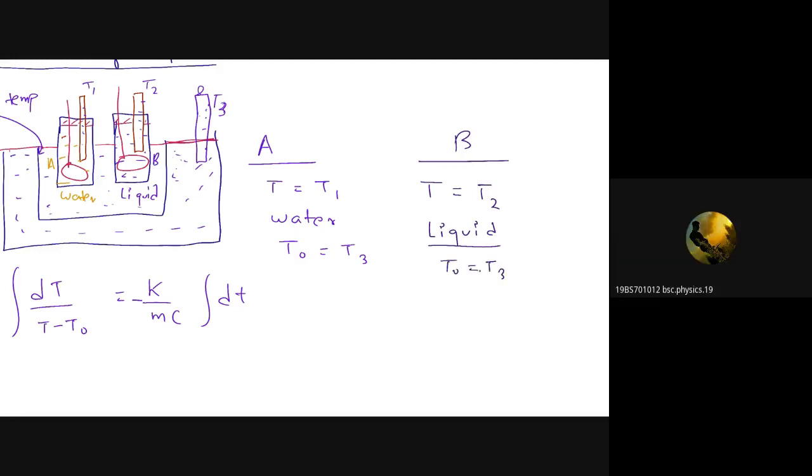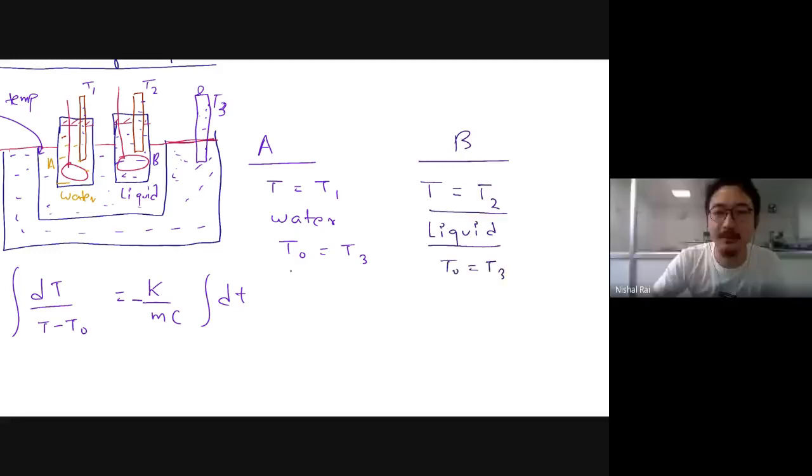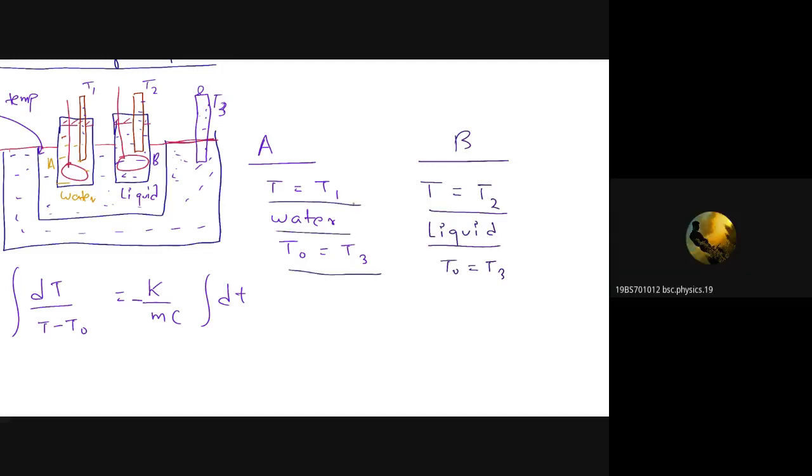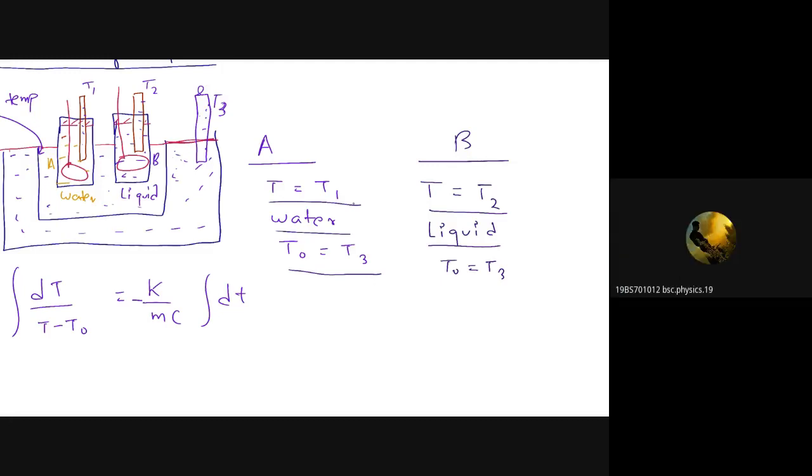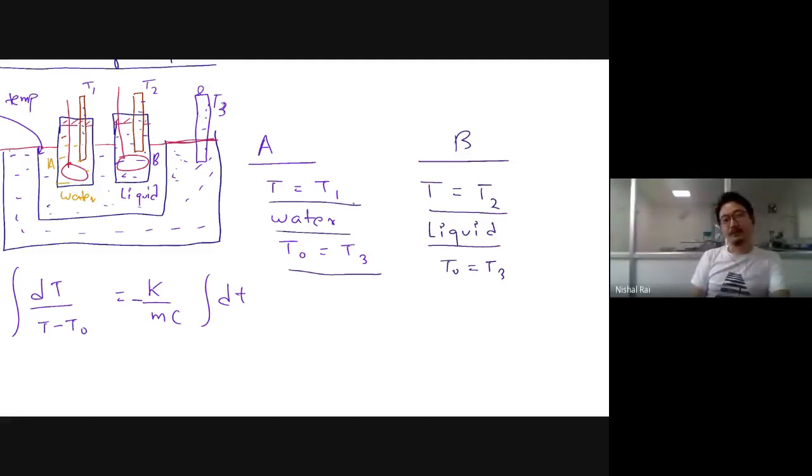T3. So, why are we putting this? What are we finding? Temperature? No. Initially, I said the specific heat of a liquid. So, what are we doing in this experiment? We are finding the specific heat of a liquid.